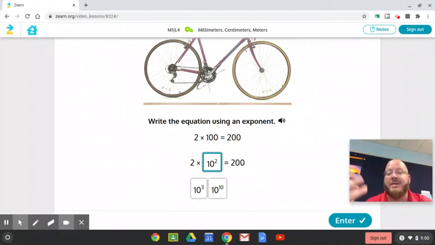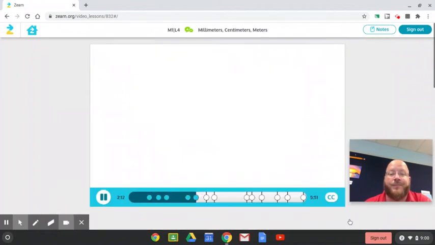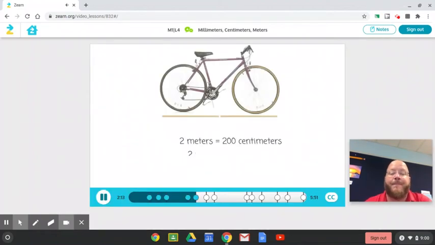3 would be 3 tens together. 4 would be 4 tens together. So 10 times 10 is 100. That's why it's 10 to the second power, okay? Two times 100 equals 200. We can write that using an exponent like this. Exactly. To rename meters as centimeters, multiply the number of meters by 100, or 10 to the second power.